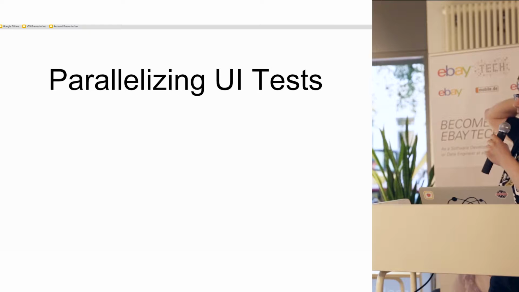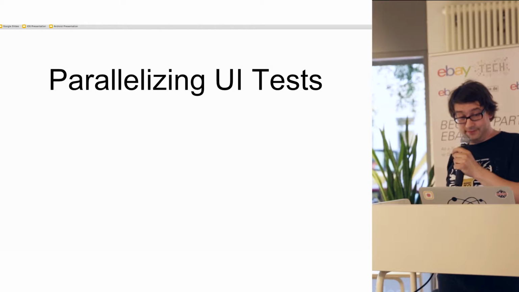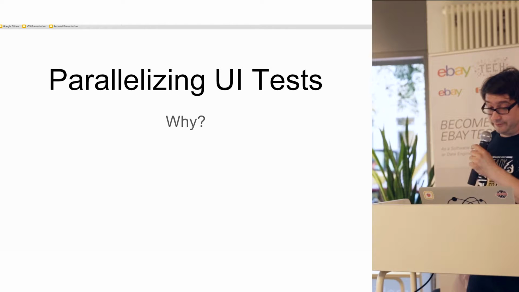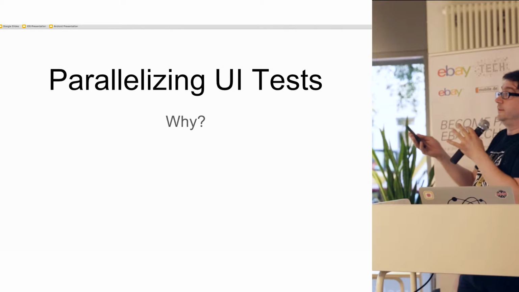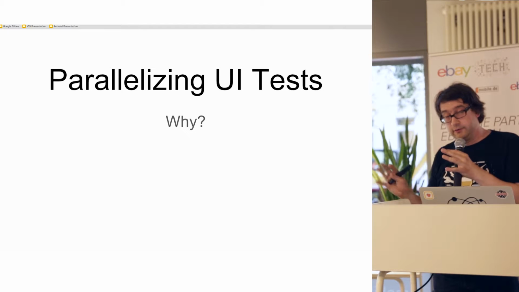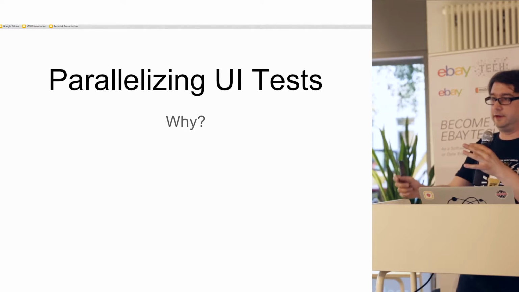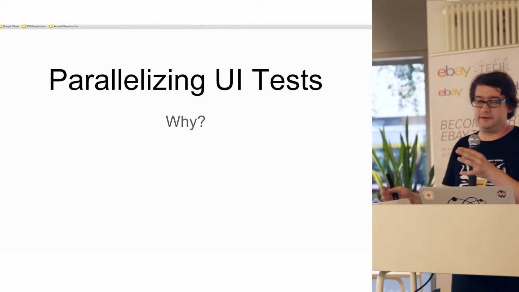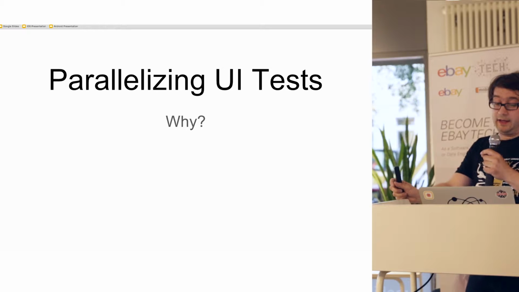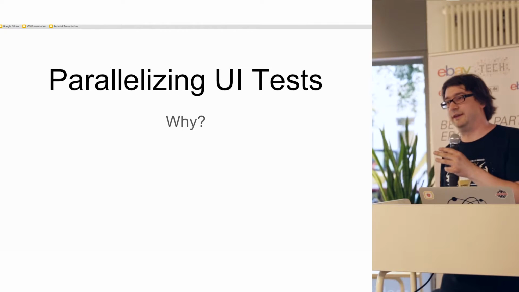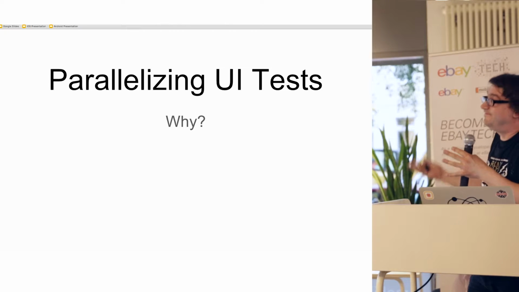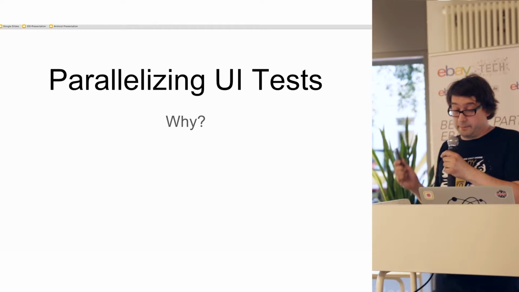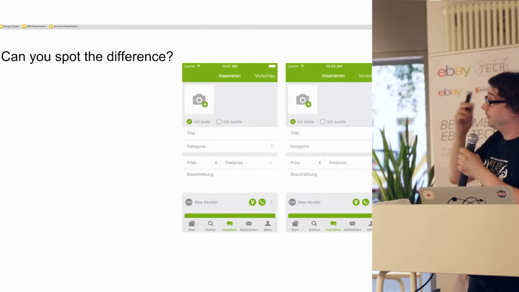Let's come to the main topic, parallelizing UI tests. Why? Well, the obvious answer is speed. We have about 600 unit tests which execute in about 18 seconds, which is not fast, but it's fast enough to just run them. And we have about 60 UI tests which take 6 minutes to run. But there's an additional problem.